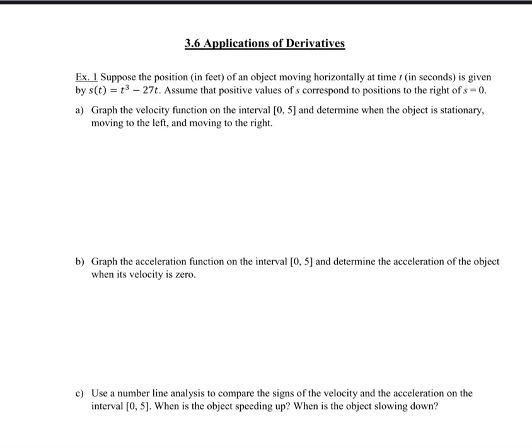Let's get the velocity function first. Remember that the velocity is equal to the derivative of the position function. So if this is my position function up here, my velocity is going to be 3t squared minus 27. We can graph that. That's a parabola that opens up and is shifted down 27 units.